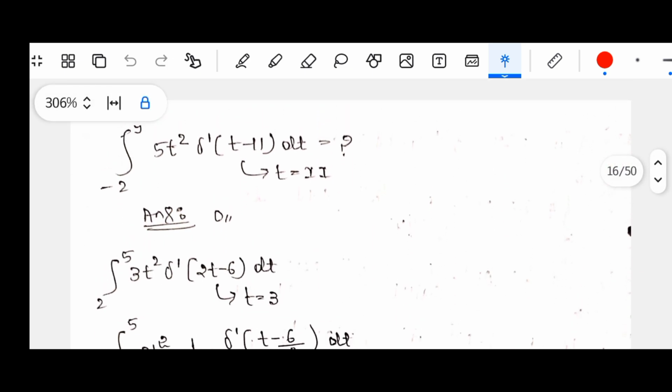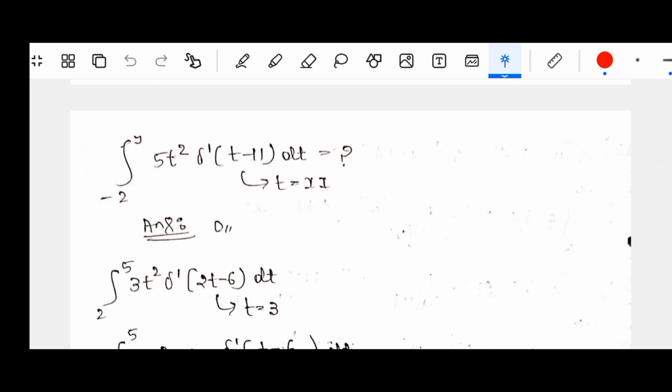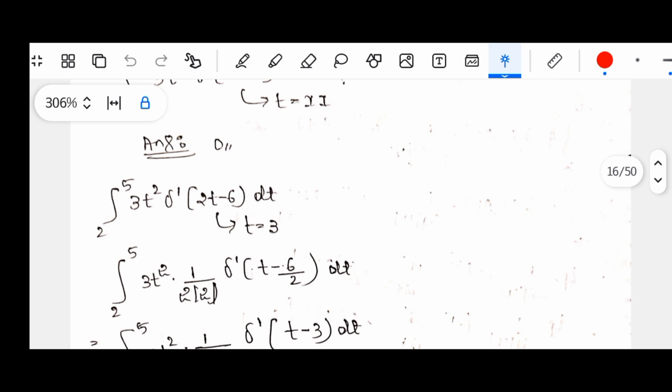Next, integration from minus 2 to plus 9 of 5t square delta dash of t minus 11, dt. So the location will be t is equal to plus 11. Plus 11 is not within the limits from minus 2 to 9. Therefore the impulse is not in the integration limit, so the answer will be 0.